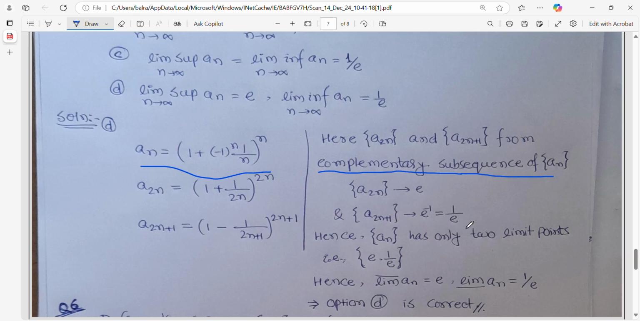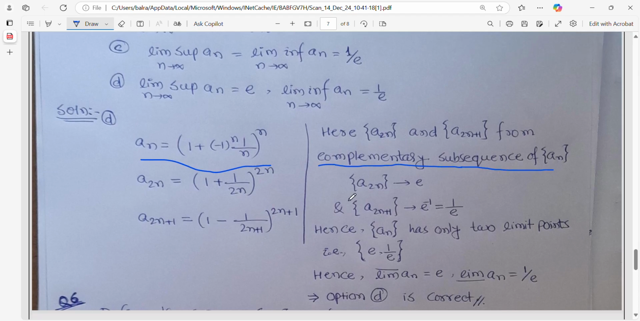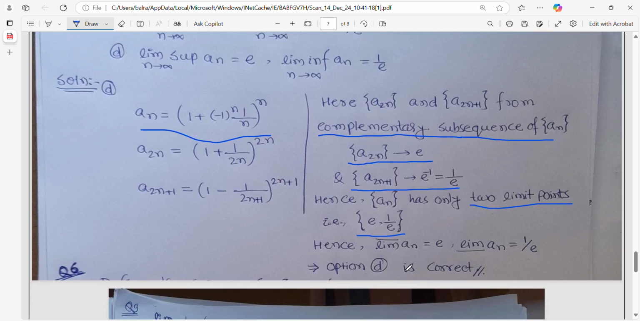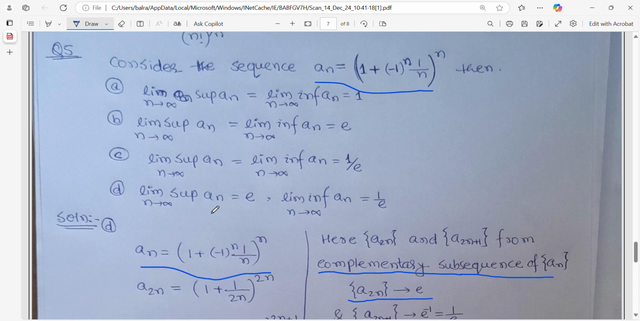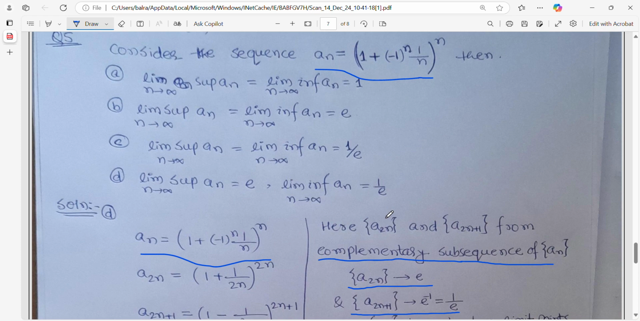So the even term is going to e and the odd term is going to 1 by e. Hence an has only 2 limit points, e and 1 by e. Which one is supremum and infimum? e is the supremum, so limit superior of an is e and limit inferior of an is 1 by e. So option D is correct: limit supremum of an is e, limit inferior of an is 1 by e. This is question 5.